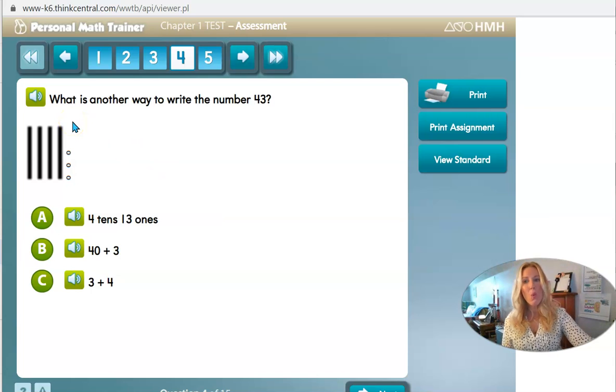Next question, what is another way to write the number 43? So we learned we could write it like this picture with 4 10s and 3 1s, but what is another way? Maybe expanded form? I'll give you a hint. It's not A, and here's why. 4 10s and 13 1s, well, that would give me an extra 10, which would mean I would have 53, not 43.